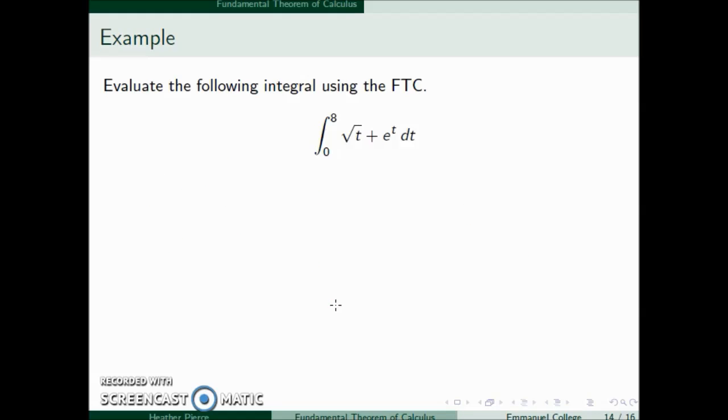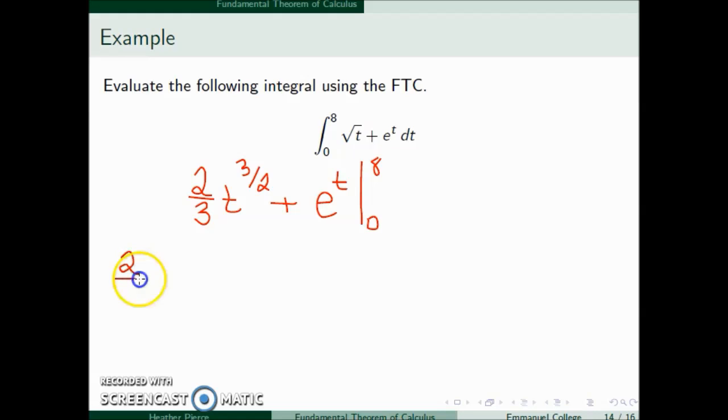Let's do a couple more examples. So this time, I want to find the integral of the square root of t plus e to the t dt from 0 to 8. So we start with the integral. Remember that a square root is a 1/2 power. So when I add 1 to 1/2, I get 3 over 2. And then I want to divide by that. So this is 2/3 t to the 3 over 2 plus the integral of e to the t, which is just e to the t. And then we're going to evaluate this between 0 and 8.